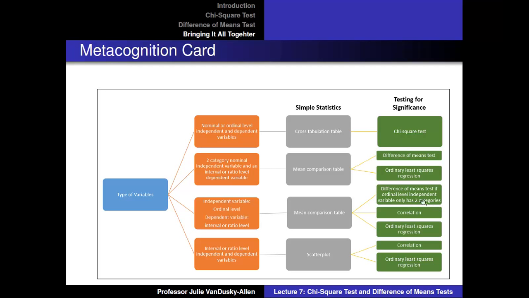In the next two lectures, I will teach you two additional tests you can use to analyze the relationship between two variables: correlation and ordinary least squares regression.